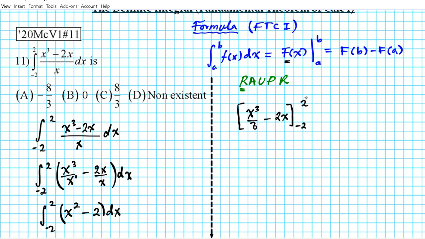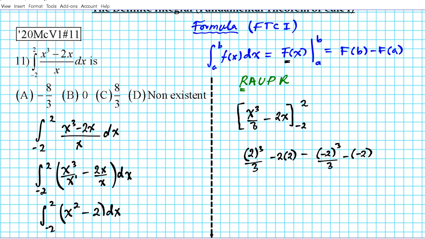Now, if we plug in the upper limit, 2, into the x's, what are we going to get? We're going to get 2 to the third power over 3 minus 2 times 2. Okay, minus, and then we're going to plug in -2, the lower limit of integration, and then we're going to have -2 to the third over 3 minus negative 2. Okay? All right, so if you take a look at the setting that we have right here, I deliberately made a mistake that many students make. Do you see what the mistake is? All right, so what is the mistake? The mistake is as follows.